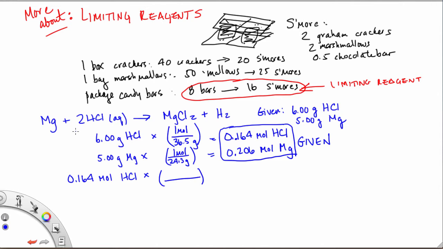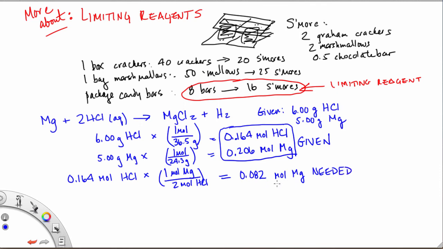And I have 1 mole of magnesium for every 2 moles of HCl. Okay, so I do my math here. I have 0.164 divided by 2, and this is 0.082 moles of magnesium that's needed. This is my needed quantity, okay, to react with the HCl.